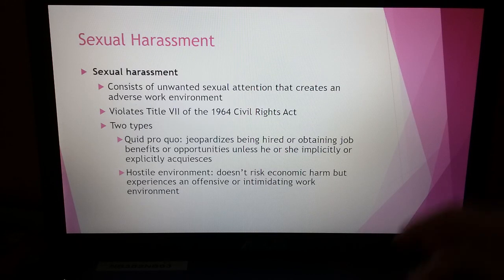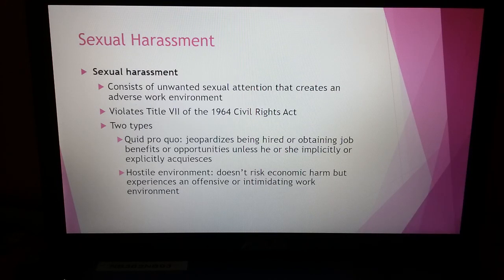Okay, more workplace rules. Sexual harassment, alive and well in the workplace, even now. It's any kind of unwanted sexual attention that creates an adverse work environment. There's essentially two types: quid pro quo. If you do this, I'll hire. If you provide this favor for me, then I will hire you, or if you don't, I will fire you.